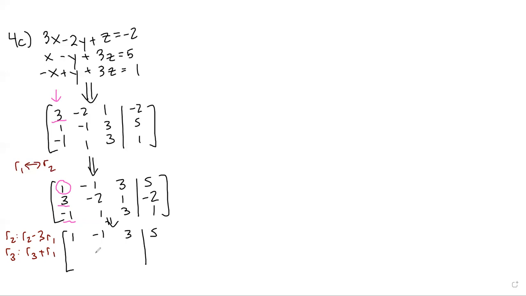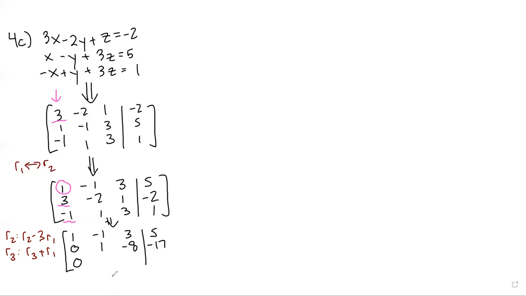So as long as you're careful, you should be okay. Yeah, so going ahead, the whole point is to get a 0 here. -2 minus 3 of -1, so plus 3. And 1 minus 9 is -8. -2 minus 15 is -17.